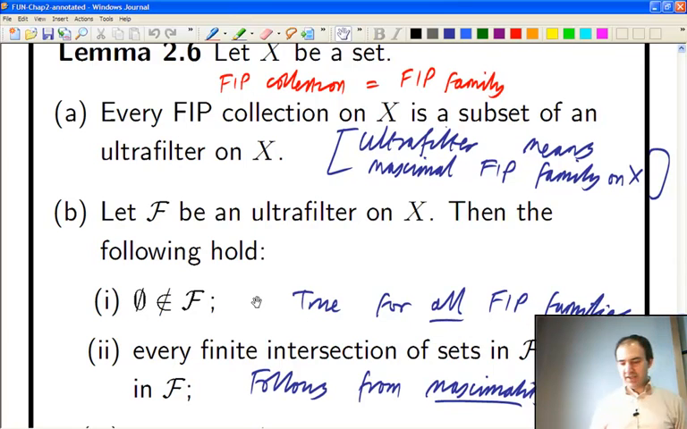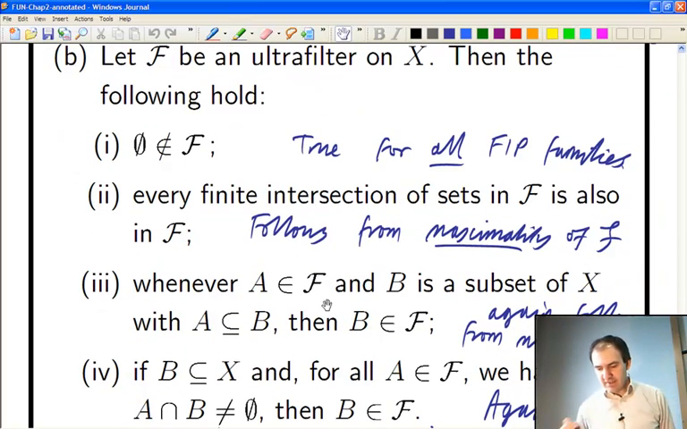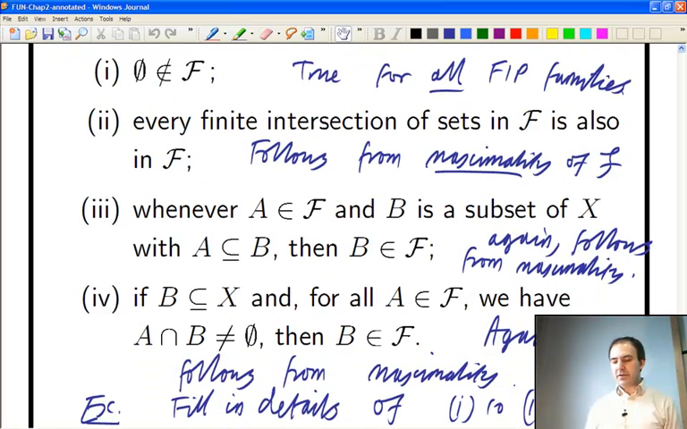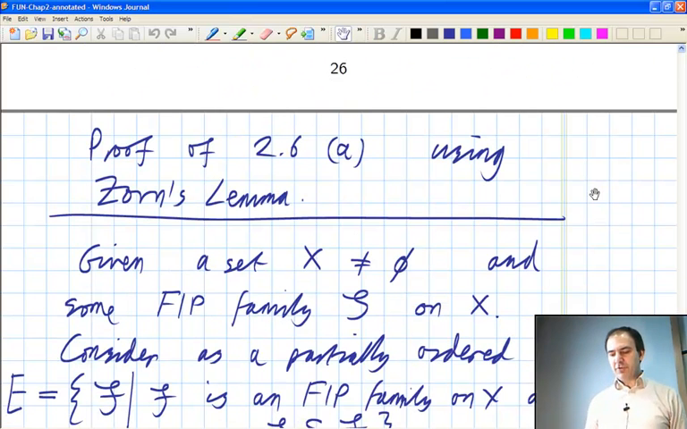And of course, the empty set isn't in. Finite intersections of things in your ultrafilter are still in your ultrafilter, so ultrafilters are closed under the operation of taking finite intersections. If you've got some set in your ultrafilter and then some other set that contains that as a subset, then the bigger set has to be in the ultrafilter as well, using maximality. And then a very useful fact: if you found some subset of X which meets every single element of the ultrafilter in a non-empty way, then that set has to already be in the ultrafilter. And we proved the existence of these ultrafilters using Zorn's lemma.